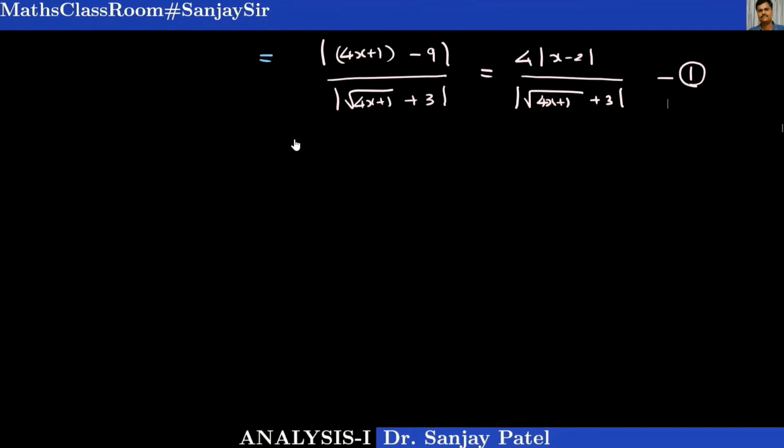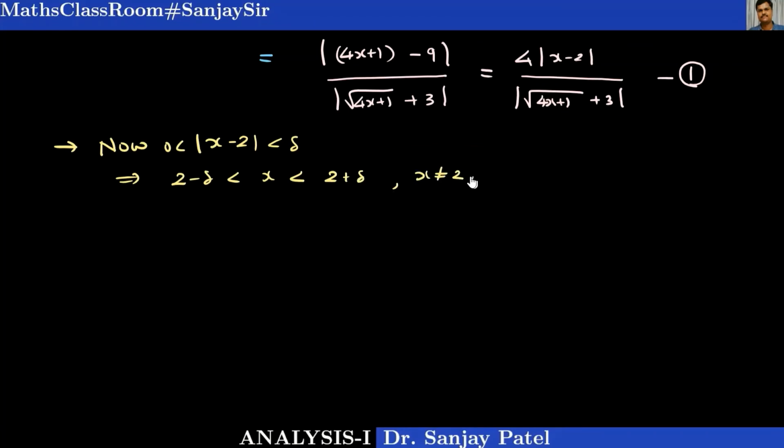So consider mod of x minus 2 less than delta. Now 0 less than mod of x minus 2 less than delta gives me 2 minus delta less than x less than 2 plus delta. And remember, x is not equal to 2. I want to have this expression here as the middle term, square root of 4x plus 1 and then plus 3. So we have to go in order.